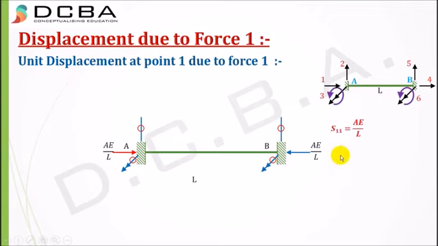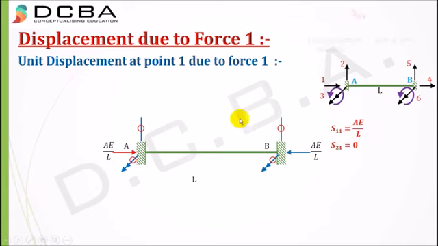Now comes a very important part, that is to write the elements of the stiffness matrix, that is S11. What is S11? S11 is force or reaction number 1 due to force 1. So S11 is force or reaction at number 1. This is number 1, right? So force is AE by L due to force 1. So force and force both coincide with each other. Force at number 1 due to force 1, both are the same, that is AE by L. Hence S11 is AE by L.